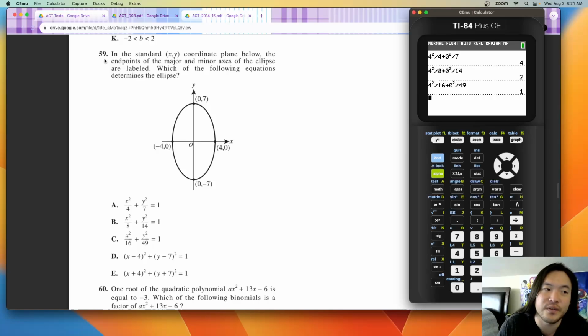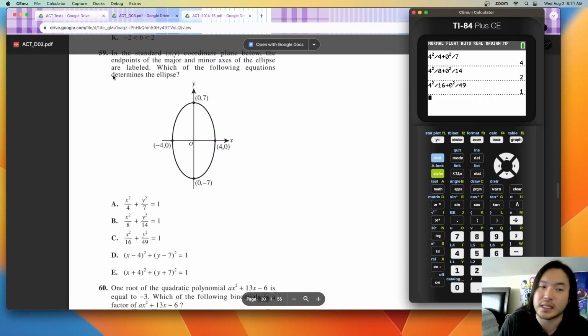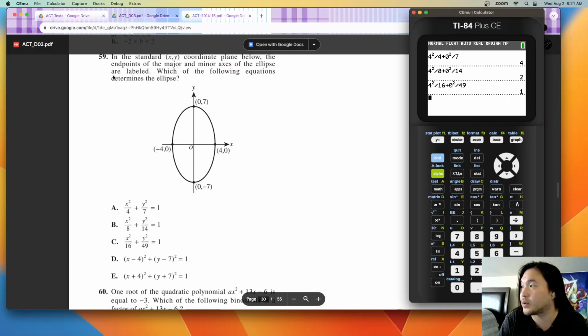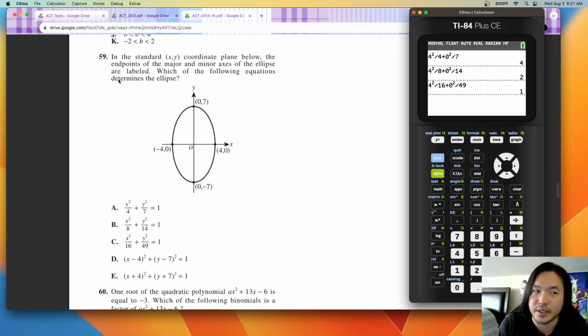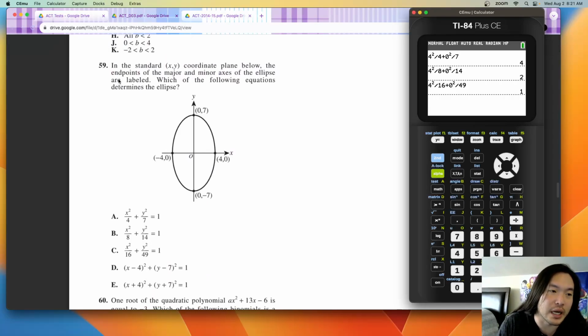And this is question 59, right? One of the last 2 questions in the ACT. This is supposed to be one of the hardest questions in the test. It's absolutely free if you just use your calculator and work backwards from the answers, right?